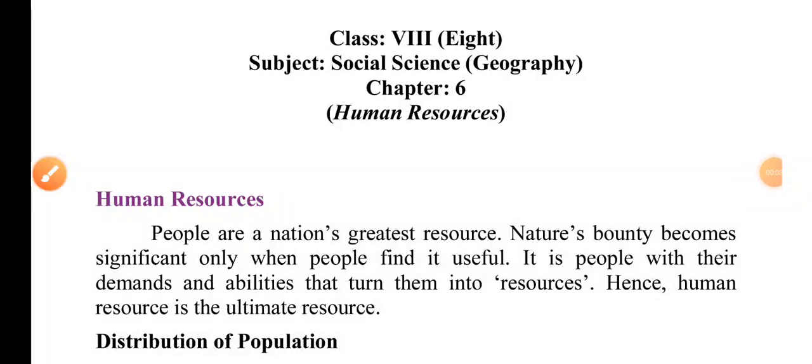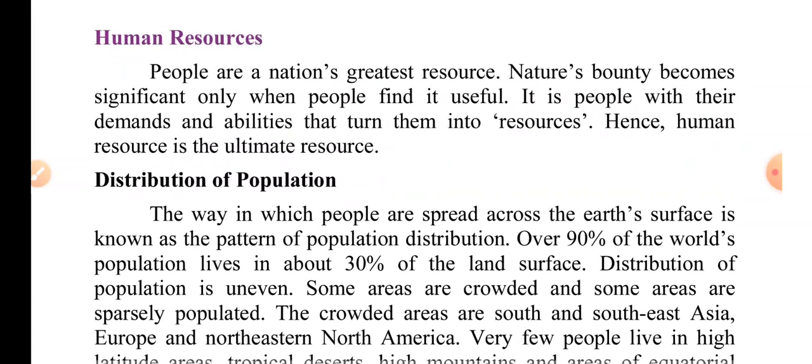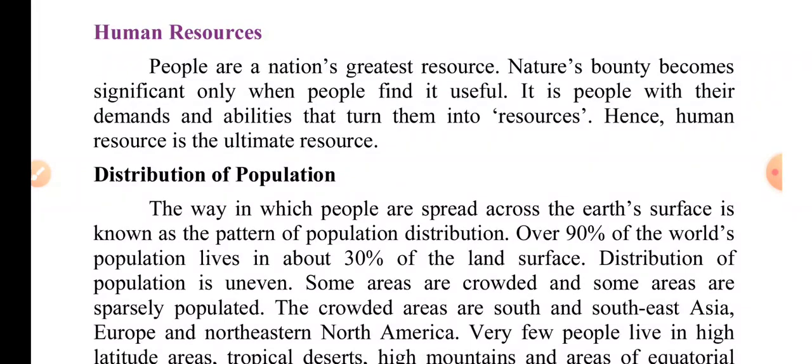Hello students, in this video we're going to learn Class 8 Social Science Geography Chapter 6, Human Resources. People are a nation's greatest resource. Nature's bounty becomes significant only when people find it useful. It is people, with their demands and abilities, that turn them into resources. Hence, human resources is the ultimate resource.